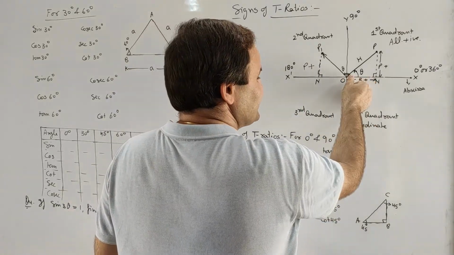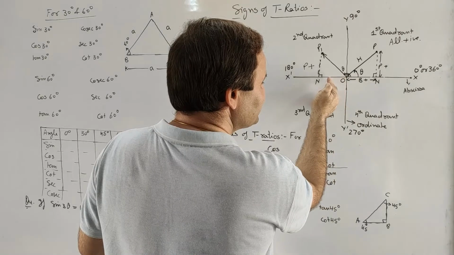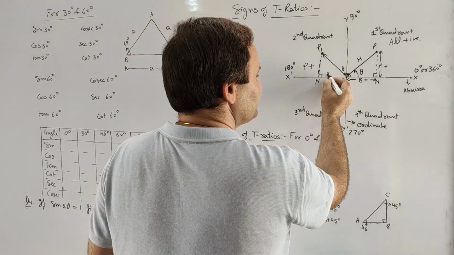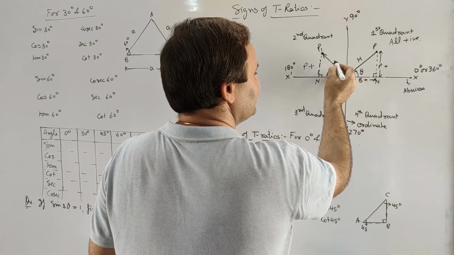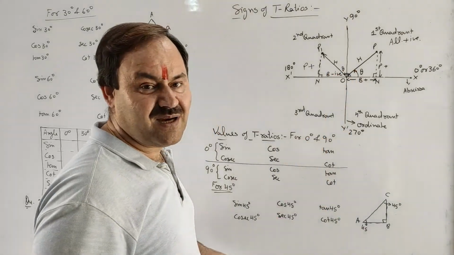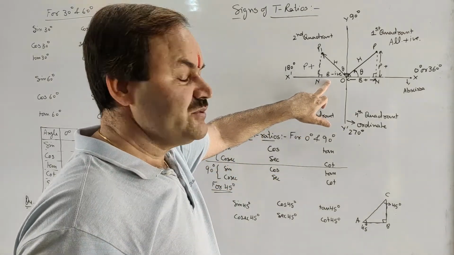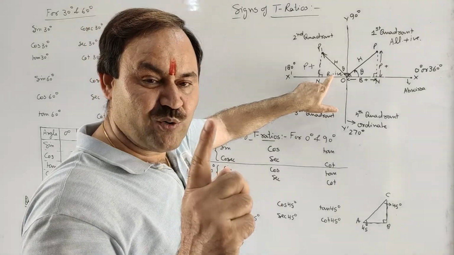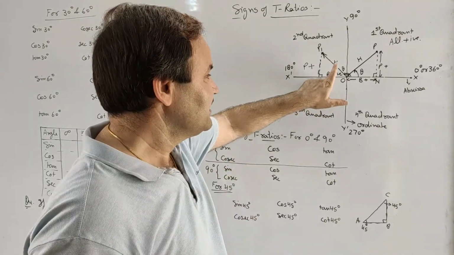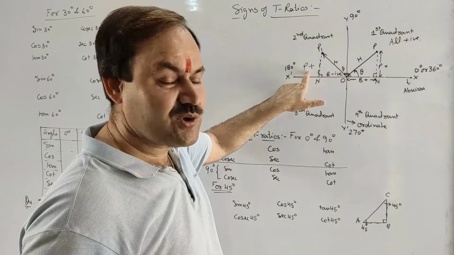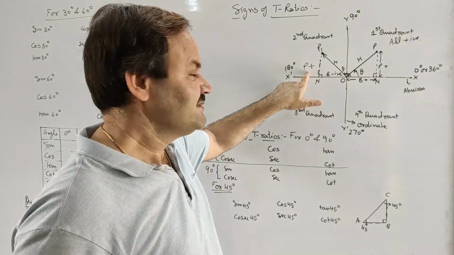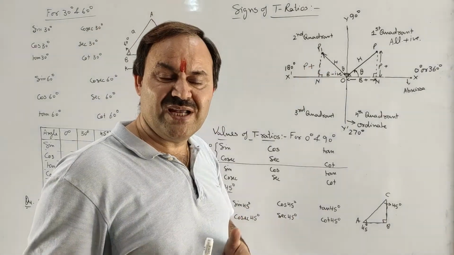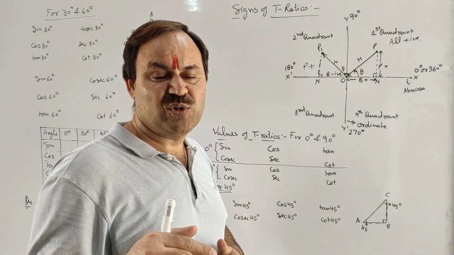Now for this angle theta, the base will be ON, and if ON is base, then base will be negative, but hypotenuse is always positive. So all those T ratios in which B alone will appear with either H or P will be negative, while others in which P and H both will appear will be positive.